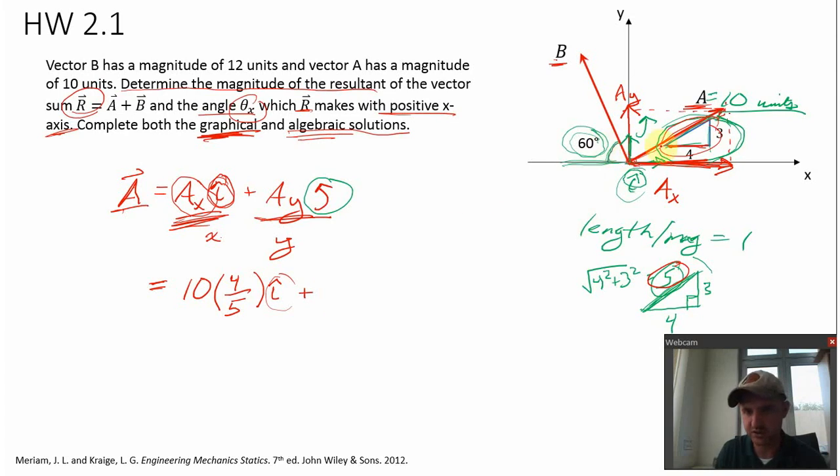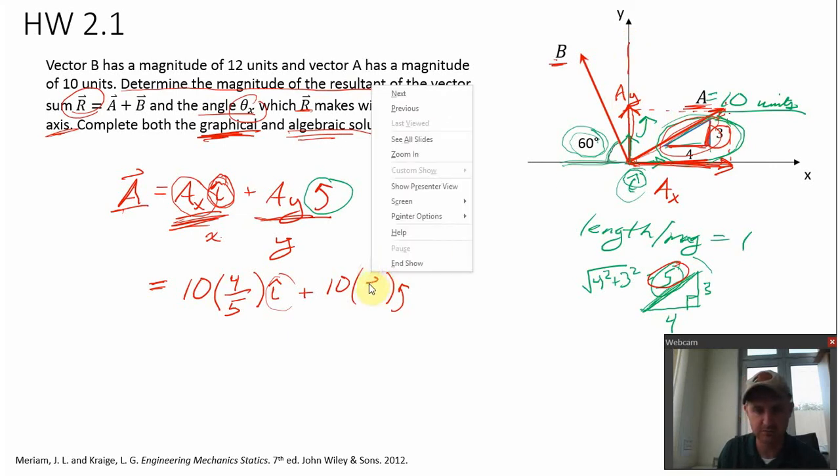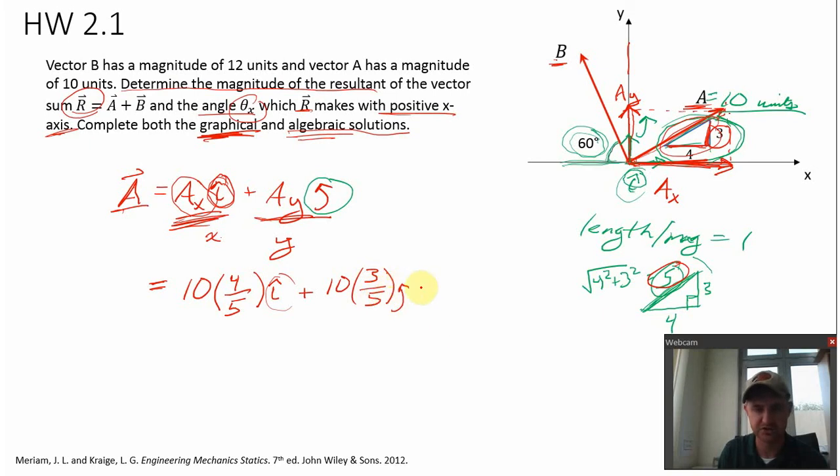Now what about the Y component here? Well, we know it's going to be j hat. Okay, we'll start out with the magnitude of vector A, times what ratio? Well, notice the leg that has a length of 3 is parallel to the y-axis. So we use the ratio of 3/5 j hat. So here is vector A in component form.